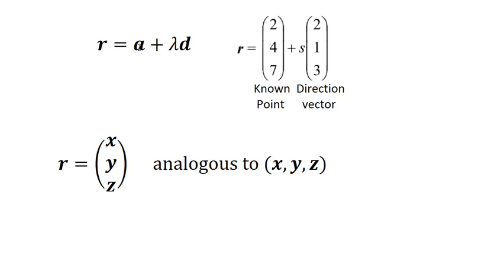A is also a coordinate. Really, it's a position vector, but think of it as a coordinate of a known point. I know 2, 4, 7 is on this line. It's a fixed point on the line.